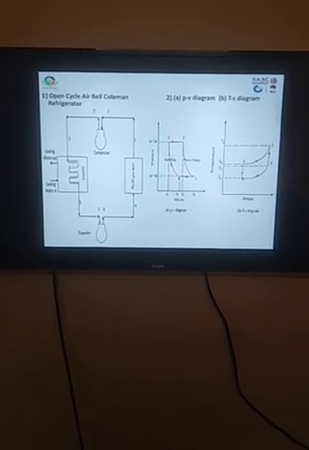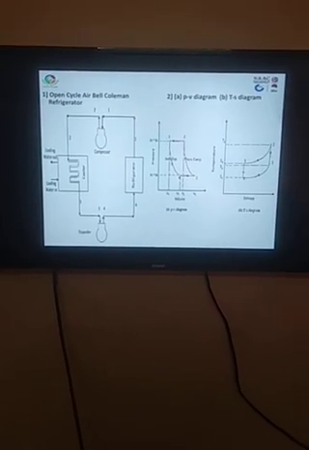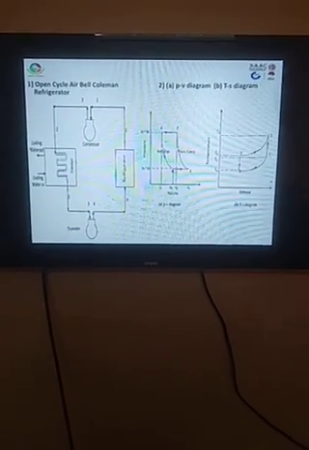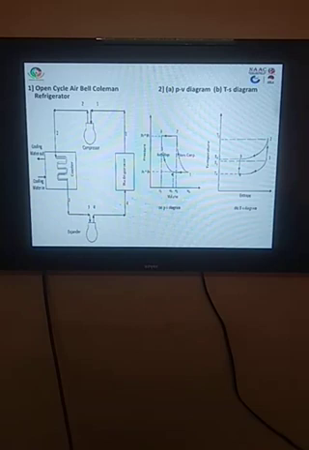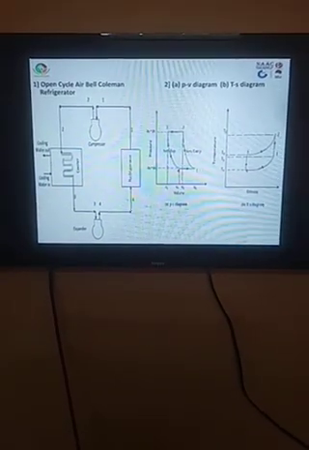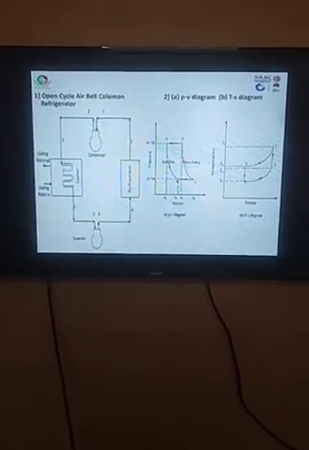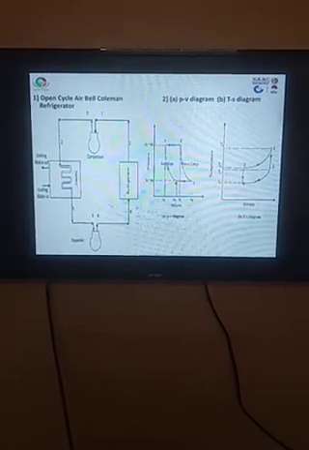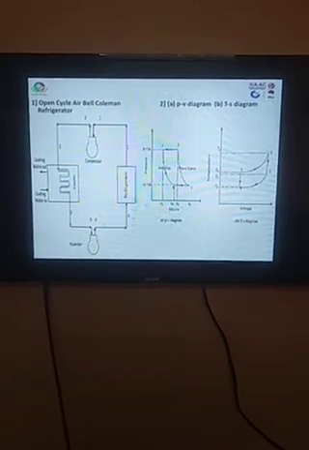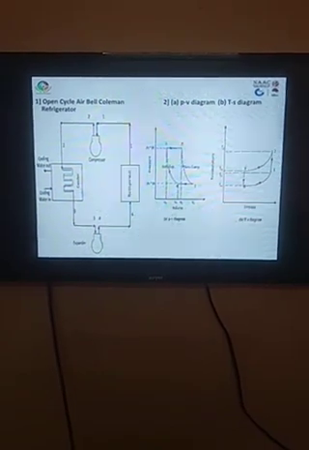Before proceeding to the numerical of Bell-Coleman cycle, we will discuss the cycles of Bell-Coleman. The cycle consists of four basic processes. The first process is isentropic compression process 1 to 2. Then the second process is constant pressure cooling process, which is heat rejection process. Then the third process is isentropic expansion process, and the fourth process is constant pressure expansion process, which is shown in the PV and TS diagram.